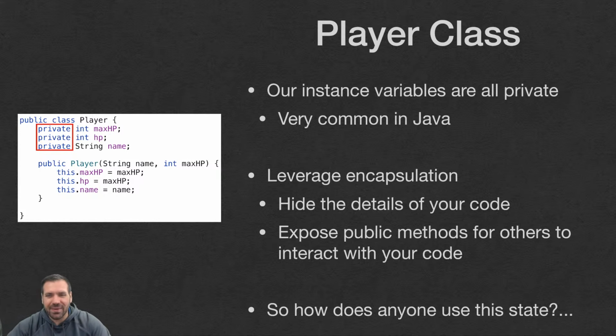The keyword private. Let's talk about this. So in Java, our instance variables should almost, I'll put a little asterisk here, almost always be private. This is the Java way. We are coding in Java. We will do this in Java.